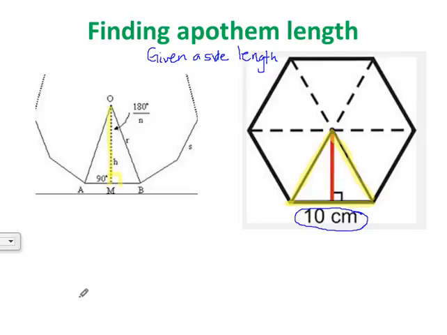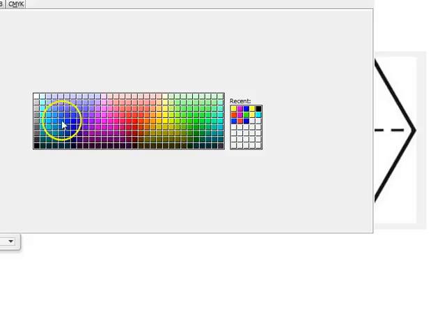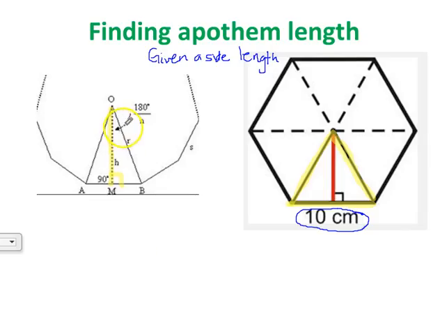In order to find the apothem, we are going to use the fact that in this right triangle right here, the angle measurement right there is always going to be represented by 180 divided by n. N equals the number of sides of our polygon.